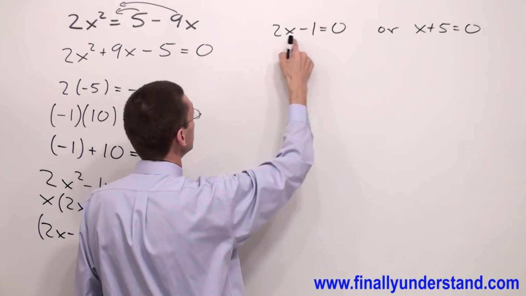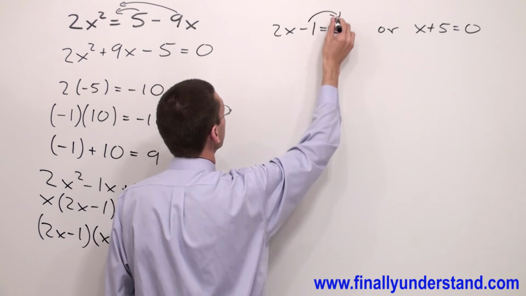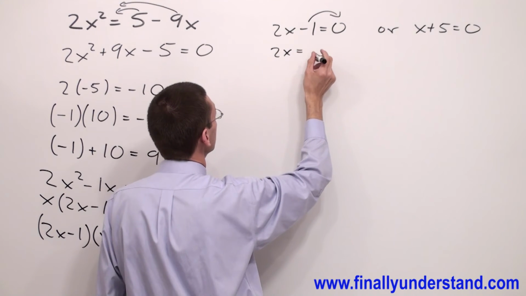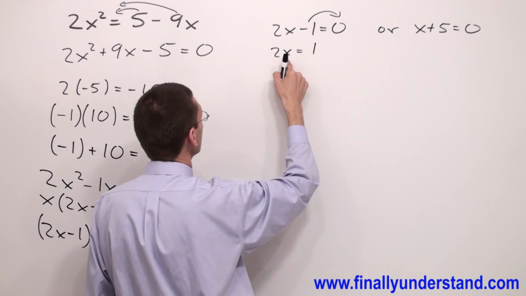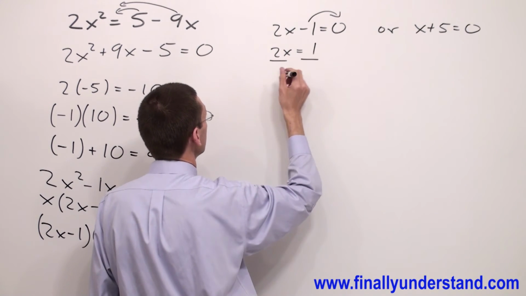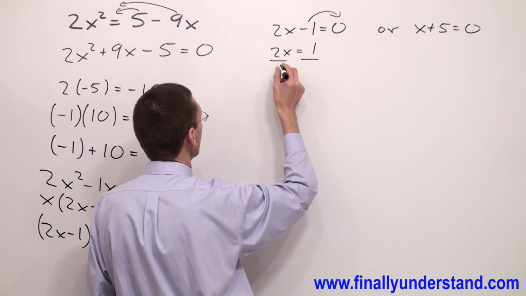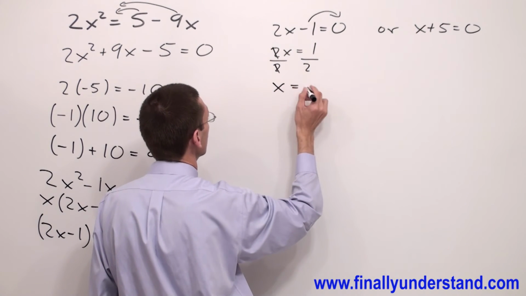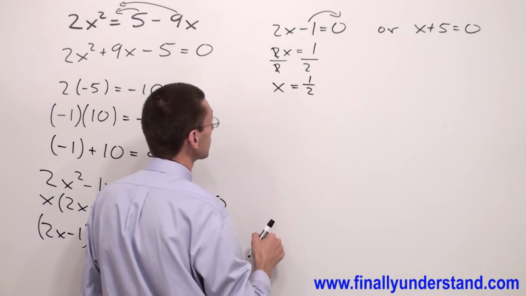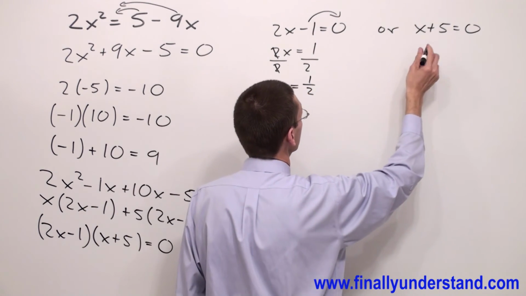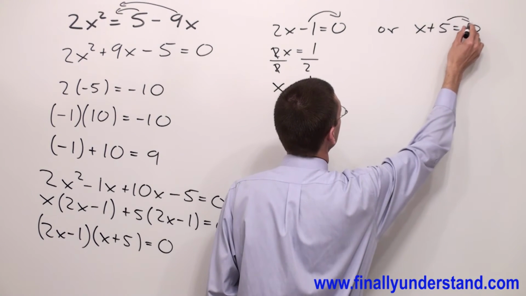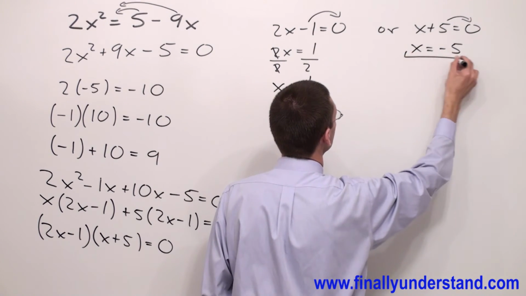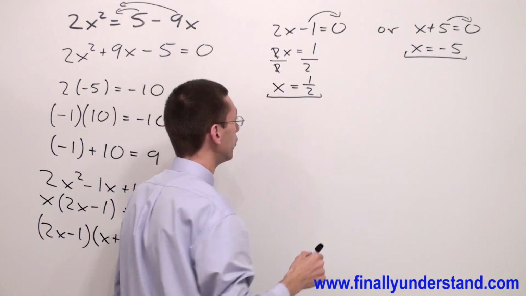In order to solve this equation for x, I have to move negative 1 to the right side, and I have 2x equals 1, and in order to find x, I have to divide this equation by 2. I mean both sides of the equation by 2. So x is equal to 1/2. Let's take a look at this one. In order to find the value of x, I have to move 5 to the right side. x is equal to negative 5. Okay, I found two values of x.